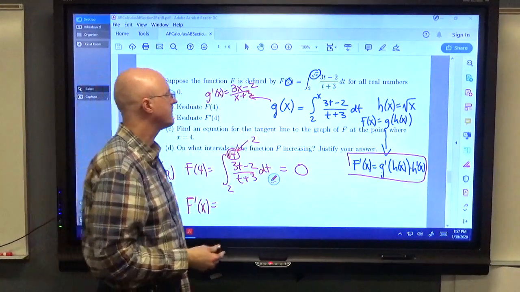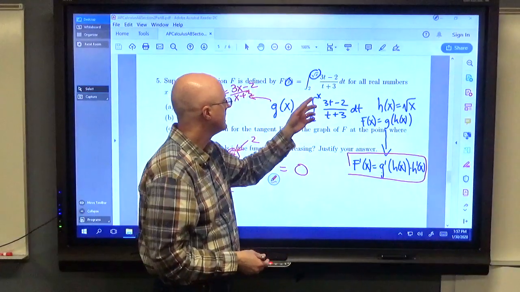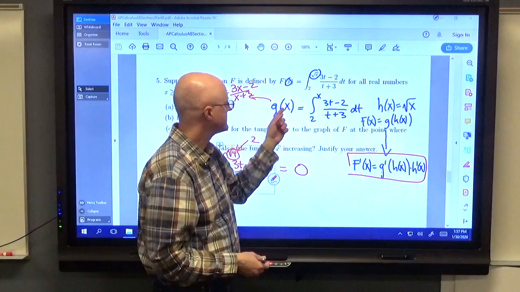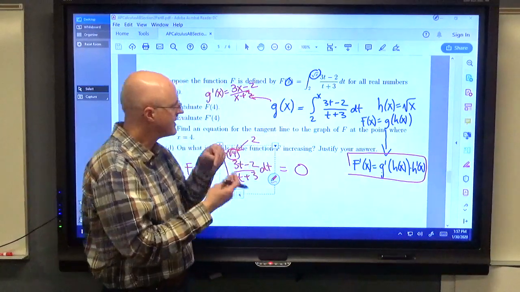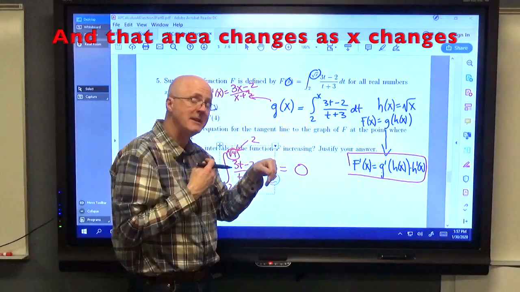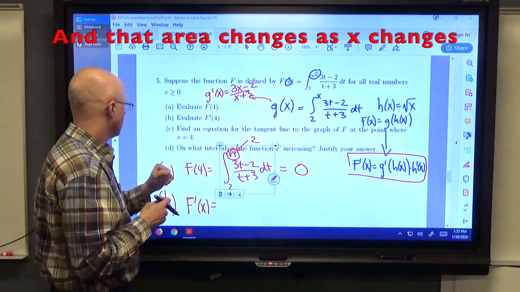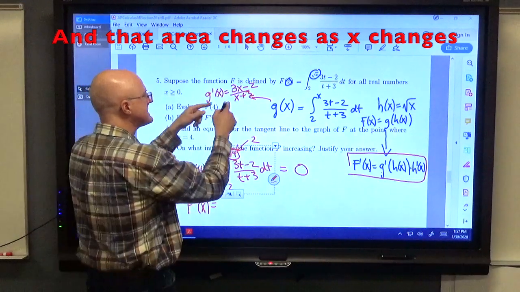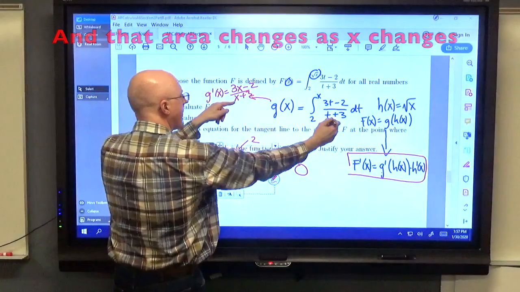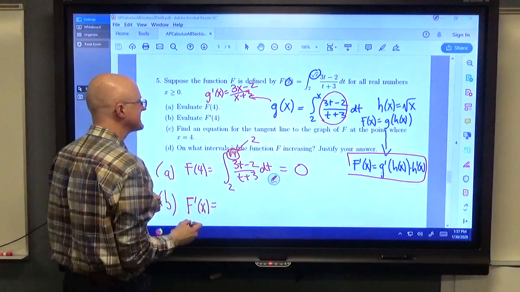T is just what's called a dummy variable. It doesn't really represent anything. Use a different letter, u, whatever. I want to emphasize the variable for this function is this upper limit. What this function really represents is a total area under this graph from 2 to x. X actually can be less than 2 as well, but don't worry about that. So g prime is this thing, the integrand, that thing right there, with an x in place of a t. That's what the second fundamental theorem of calculus says.